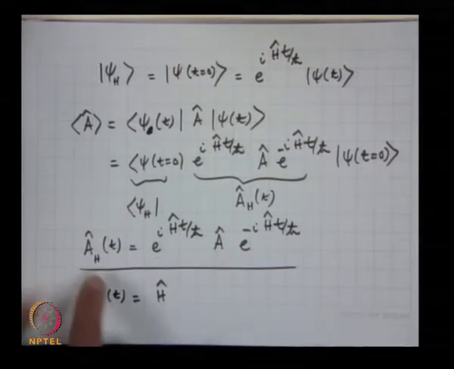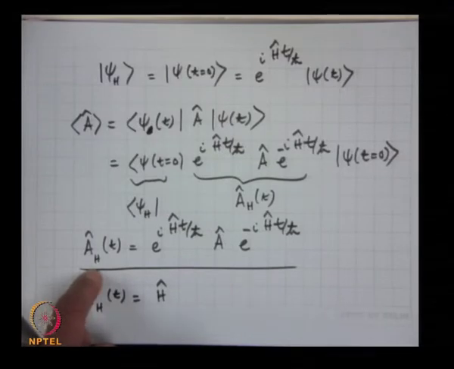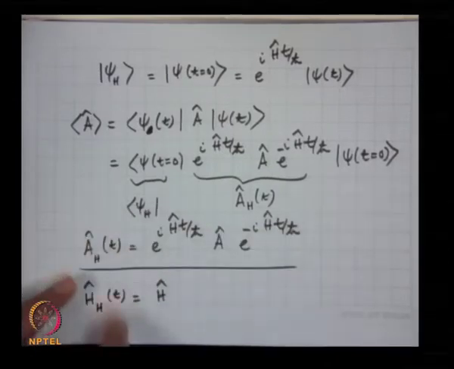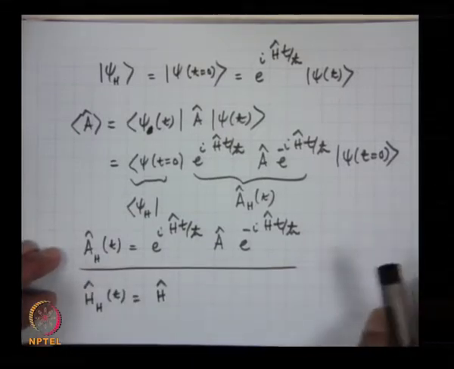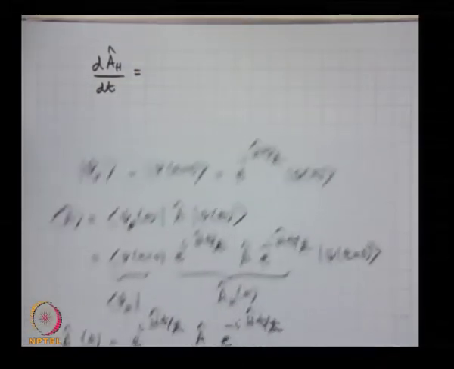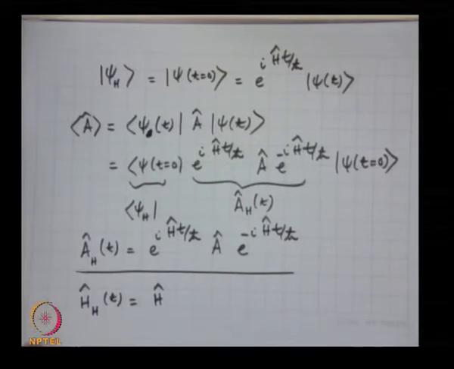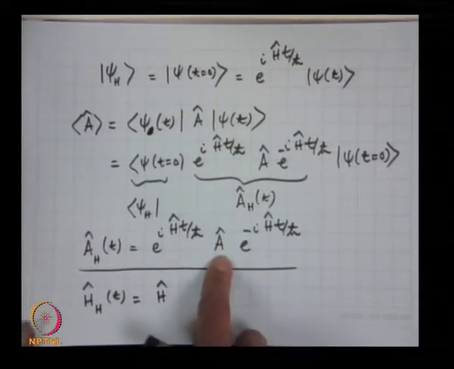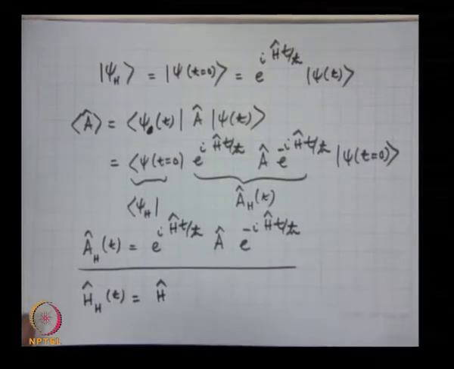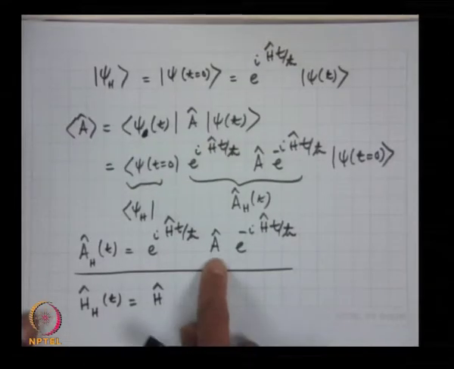Now, I need to calculate the time evolution. I can calculate an equation describing the time evolution of this operator in the Heisenberg picture. For this, I differentiate this equation with respect to time, so dAH by dt. Let me assume in our analysis here that A has no time dependence in the Schrodinger picture. There could also be operators which depend on time in the Schrodinger picture itself, called explicit dependence on time, but we will not look at that. For example, the position operator and momentum operator will all be independent of time. So when I differentiate this, I don't have to differentiate A with respect to time.